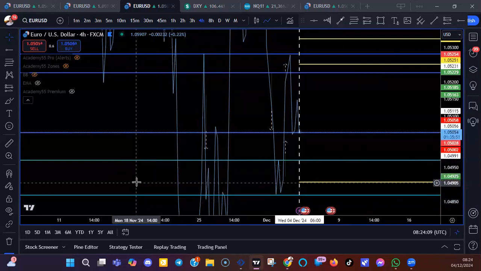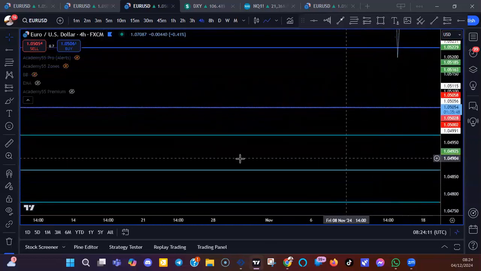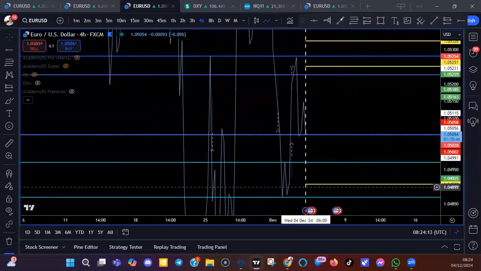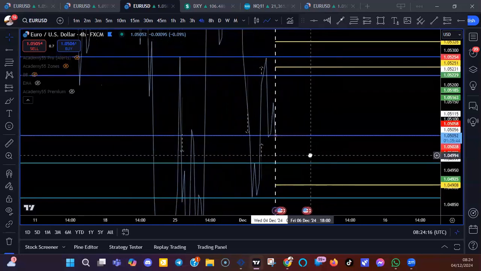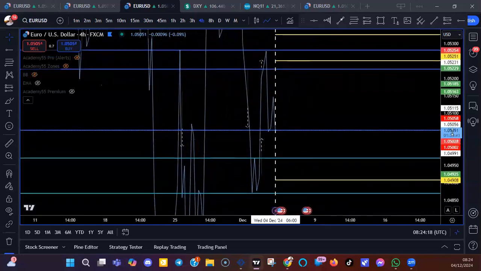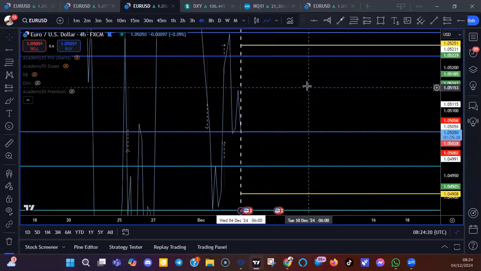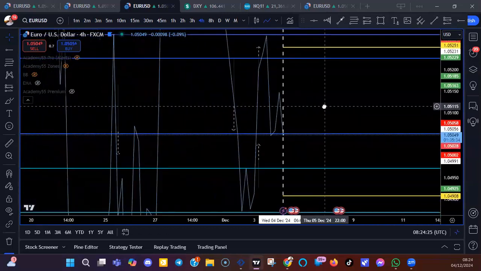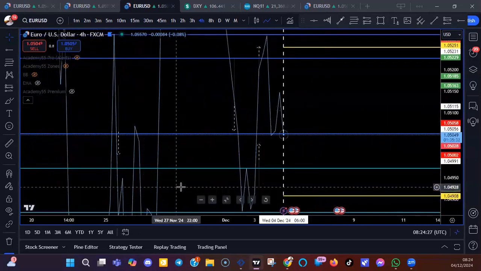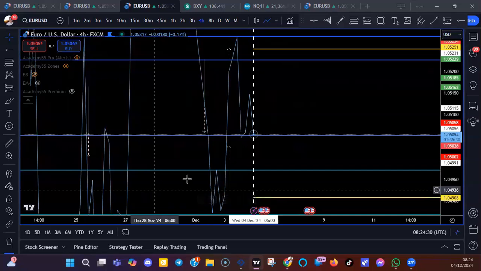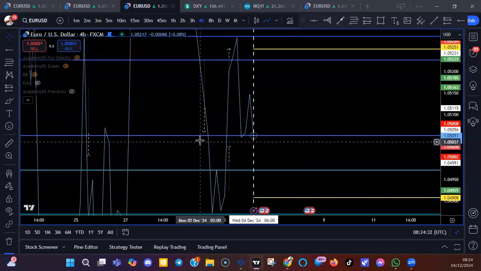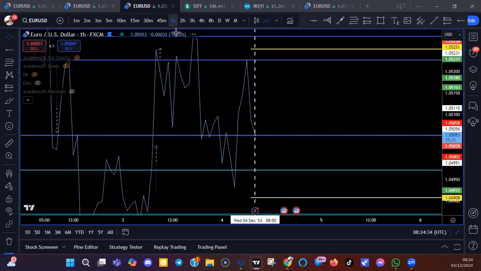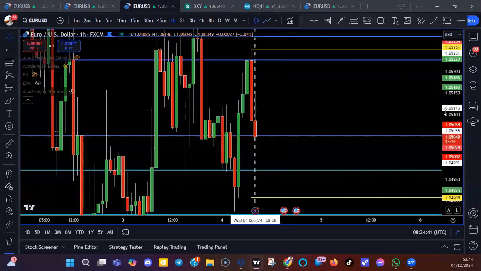These are previous lines. I usually like to draw more recent lines, the better. I keep forgetting to cancel those. Right, we're at that line, hourly line right now, so that'll be interesting. Let's go. Will it bounce or break off that line?